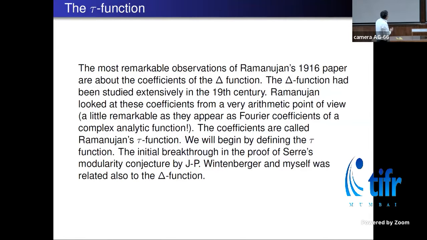much further. I'm going to start with Ramanujan's 1916 paper, where he makes some observations about the tau function. Then I'm going to define what the tau function is. And in fact, these observations influence the subject right throughout. And when Jean-Pierre Mathieu-Berger and I started proving Serre's conjecture, the first cases we proved of Serre's conjecture were related to the Ramanujan delta function. So the Ramanujan delta function did play a key role even in the formulation of Serre's conjecture, what led to the formulation of Serre's conjecture, and in the initial results to do with Serre's conjecture.